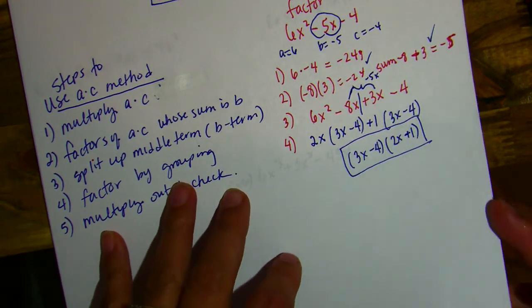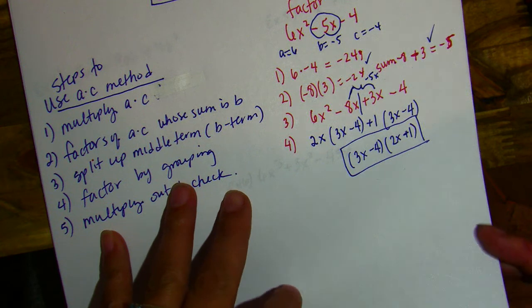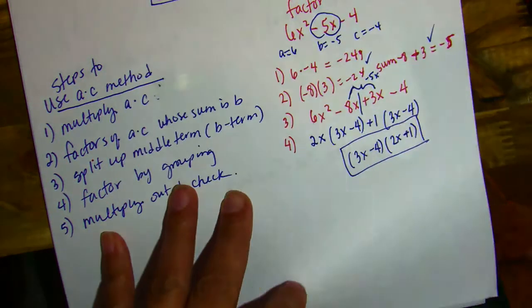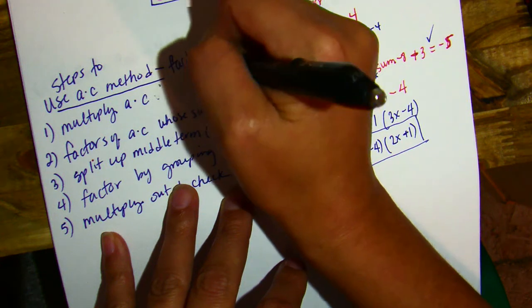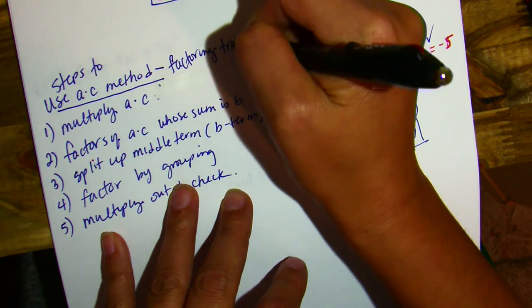This is a strategy that's used for factoring trinomials by using the A times C. So when do we use the A times C? When we're factoring trinomials.